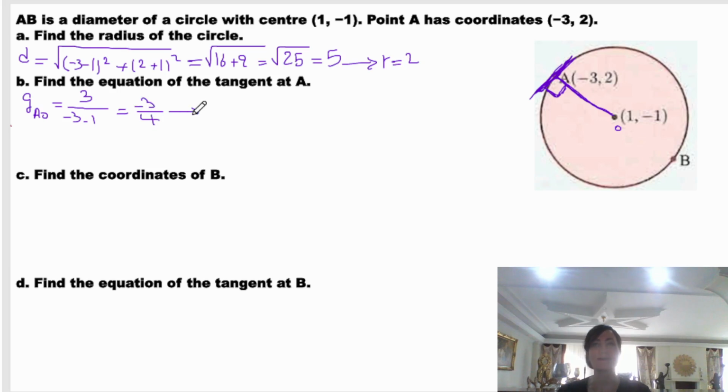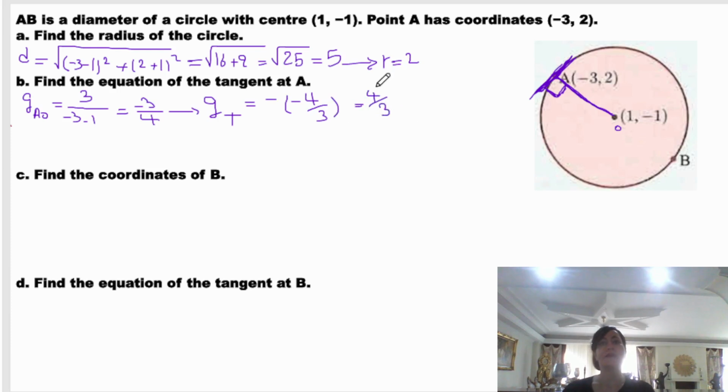So what's the gradient of a perpendicular line? It is the negative reciprocal. Okay, negative reciprocal. That means I have to change the sign and flip the gradient of the line. So the gradient of the tangent, I write it equals negative of, I flip the number, 4 over 3. Negative of -4 thirds. Negative gives me positive, which is 4 thirds.